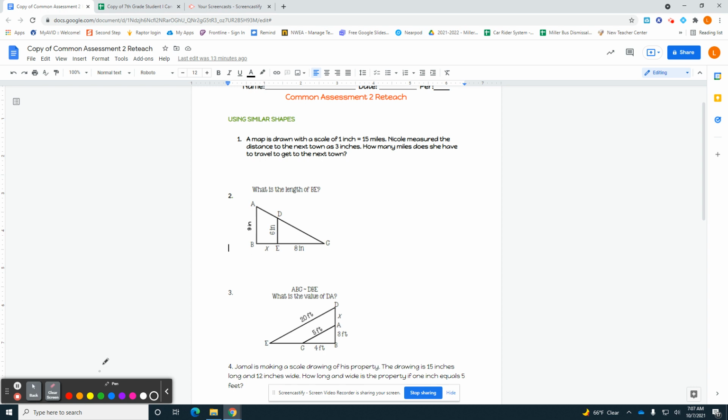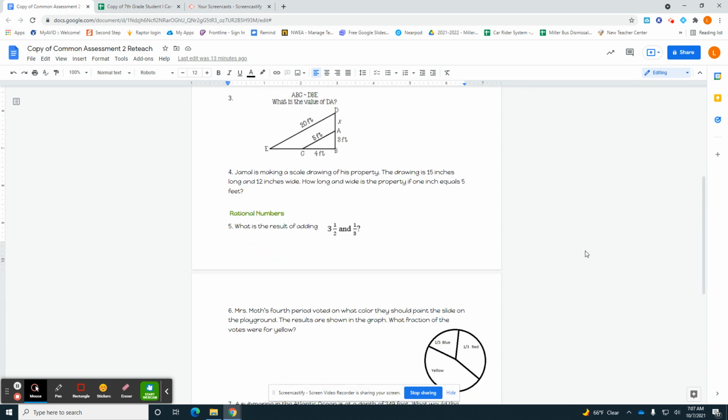All right, moving on to number 3. Let me scroll up. Okay, so number 3 says ABC and DBE. What is the value of DA? So triangle ABC and triangle DBE are similar. That's what it says. What is the value of DA? Okay, so we want to know the value of DA. Before I finish this one, let me go back up real quick. We forgot something.